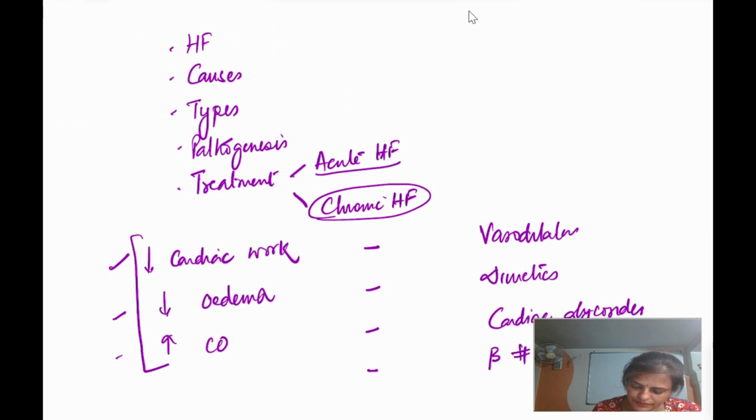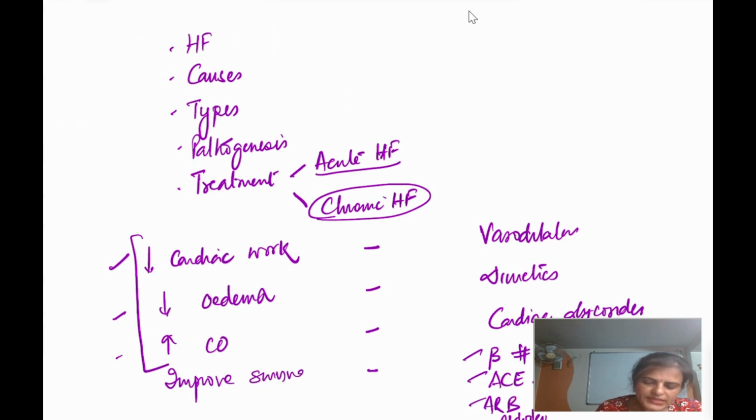beta blocker, then angiotensin converting enzyme inhibitor, then angiotensin receptor blocker, and then aldosterone antagonist. So these are the four groups which are going to improve the survival of the patient. Now this I have covered, the vasodilator is covered. So in today's video, the rest of the drugs along with the newer drugs will be covered.